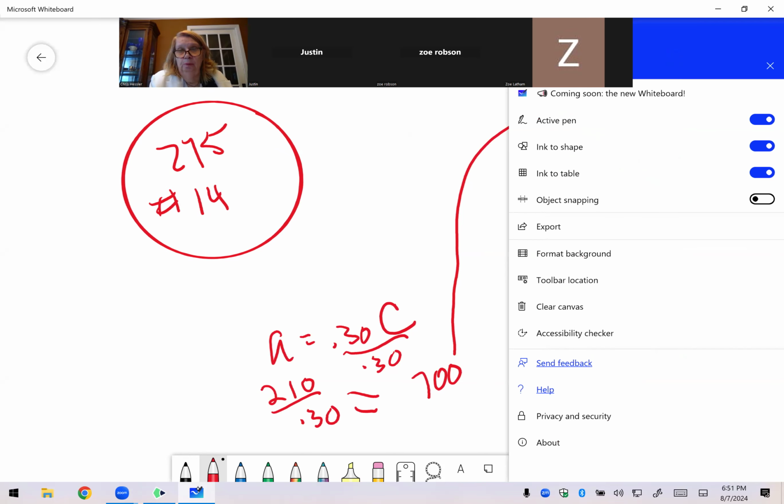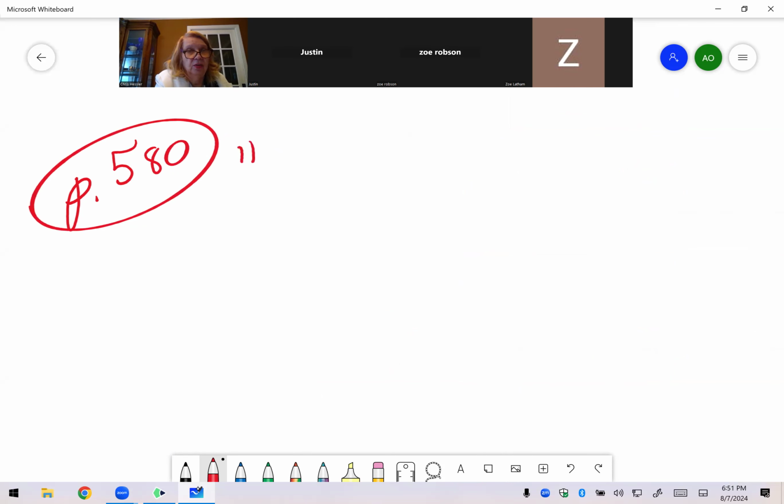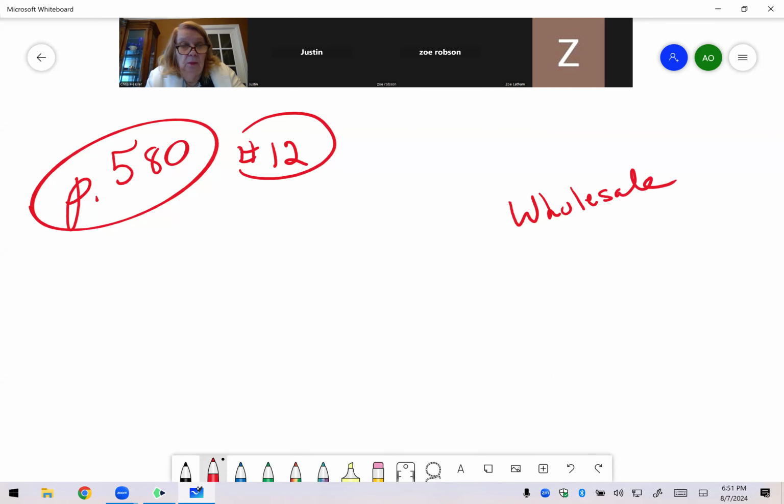So in the book, we're going to page 580. We're doing number 12, so you can see it's a hard one. We're not going to pick 100. We're just going to use their figures. But we have three prices to arrange. We have wholesale. We have retail. And then at the end of the season, we have the sale price.